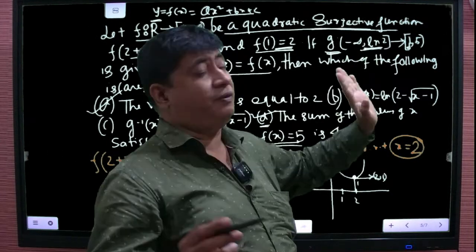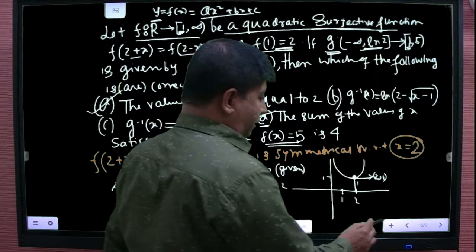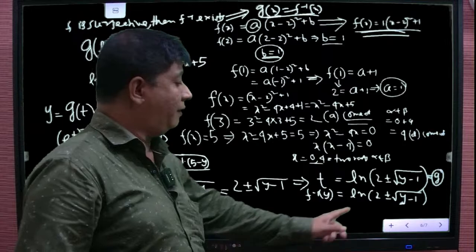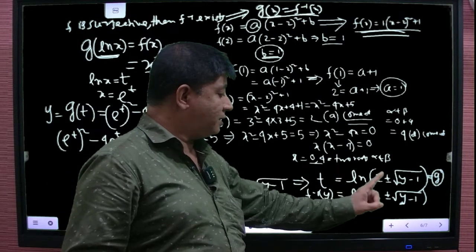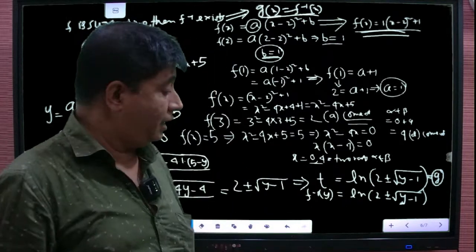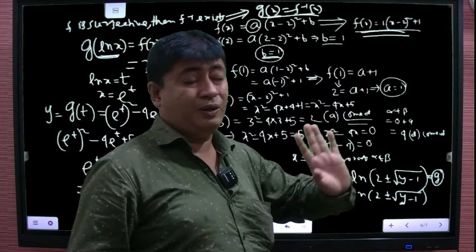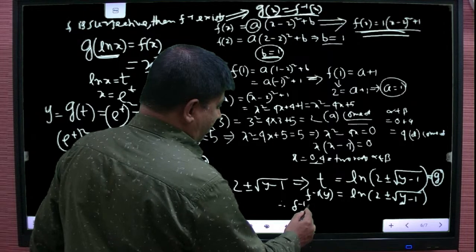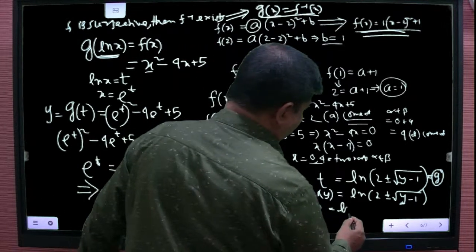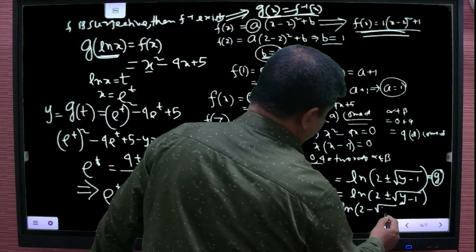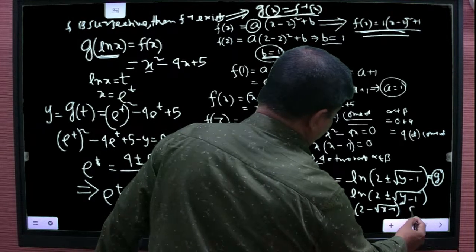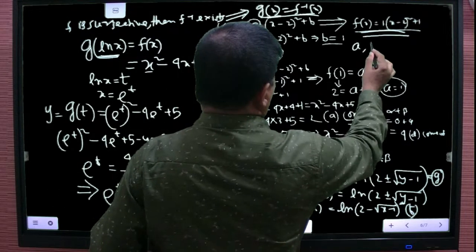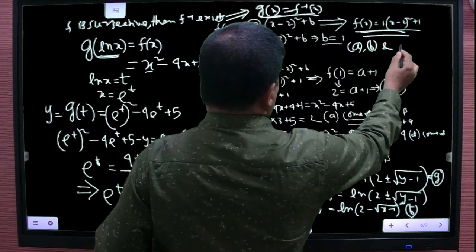there is no such value which can exceed ln 2. Nobody will cross ln 2. But if I take the value of y as 2 and take plus, it exceeds ln 2, so plus we cannot take. Therefore f inverse of x is ln of 2 minus root x minus 1, that is option B. So this is a sum in which we have got options A, B and D correct.